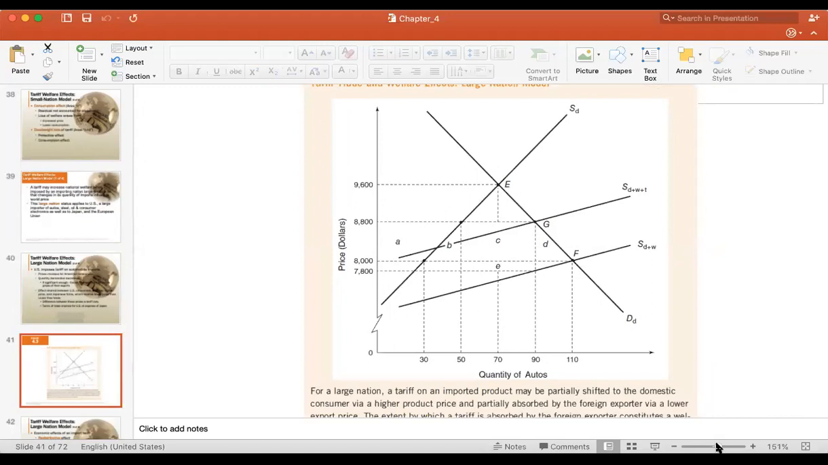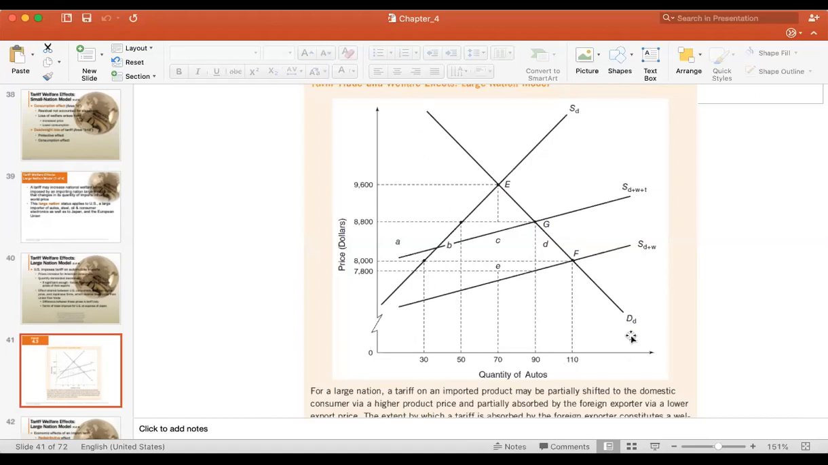You see that, first of all, this model is more complicated than the small country model, right? More things involved. Now, as far as the domestic demand and domestic supply, they're pretty much similar. In other words, downward sloping, upward sloping. The point of intersection will determine the autarky price, autarky quantity.